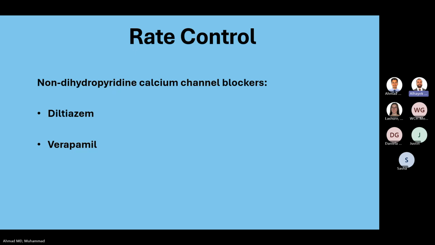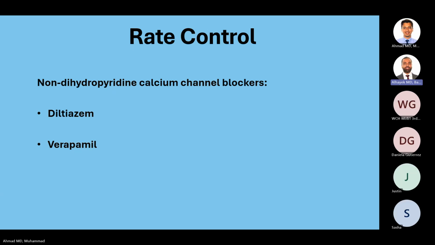Right, continuing with the rate control, now let's talk about the non-dihydropyridine calcium channel blockers. They work by blocking the L-type voltage-gated calcium channels in the myocardium, the SA node, AV node, and vascular smooth muscle. This has the effect of reducing heart rate, so it has a negative chronotropic effect. It decreases myocardial contractility, so this has a negative inotropic effect as well. It'll also lower the blood pressure as well, as I mentioned. In terms of formulations, PO and IV are available. Out of the two, diltiazem is used more frequently.